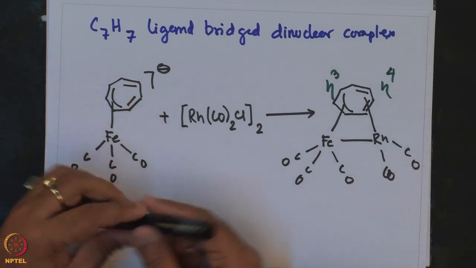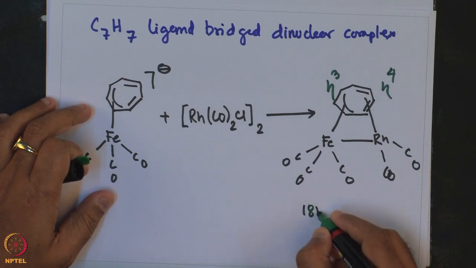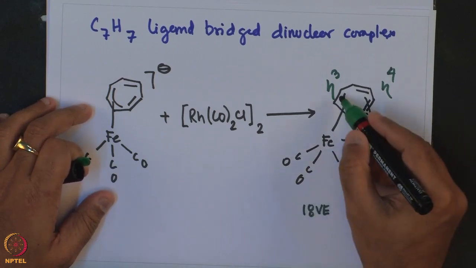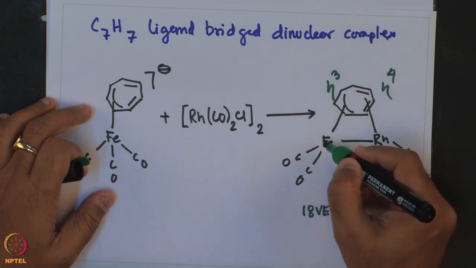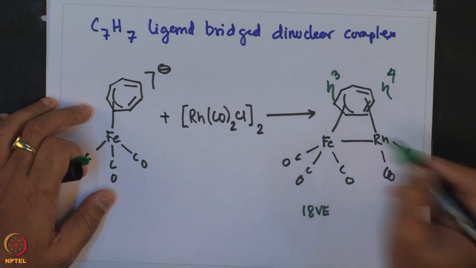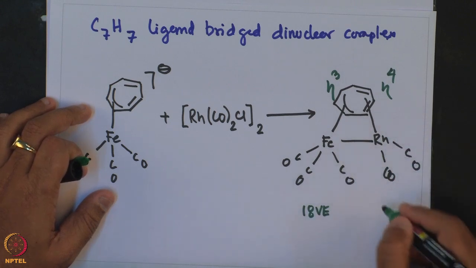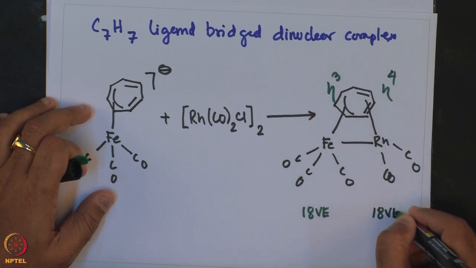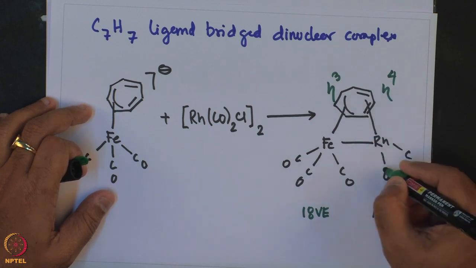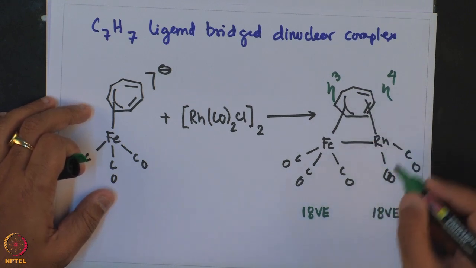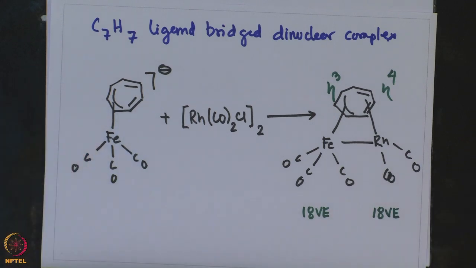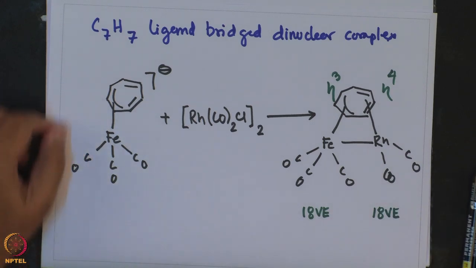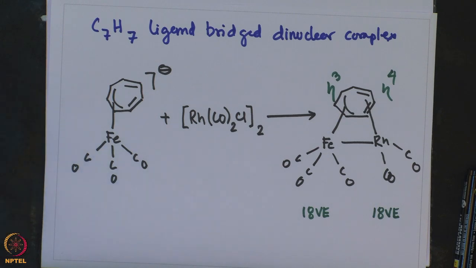Now, both of these are in an 18 valence electron configuration. For iron, 6 plus 3 is 9, plus 1 is 10, and iron is 8, so 18. Rhodium also is in an 18 valence electron configuration: 4 plus 4 is 8, plus 1 is 9, and rhodium is 9, so 9 plus 9 is 18. So, what we see is that the hapticity of 7 can be split into eta 3 and eta 4, and that can accommodate two different metals, iron and rhodium.